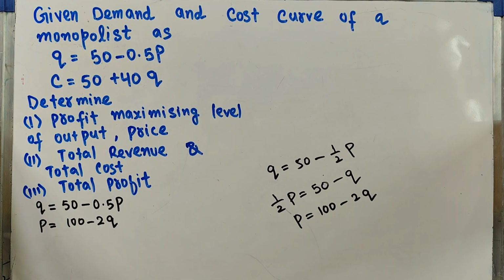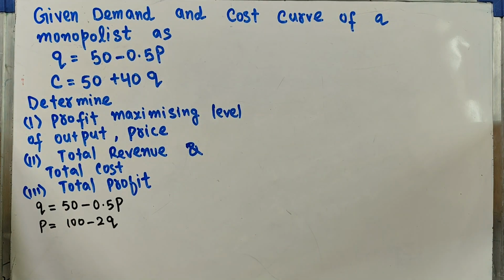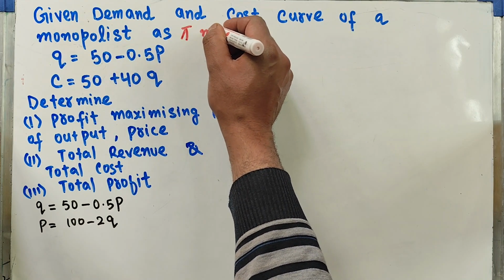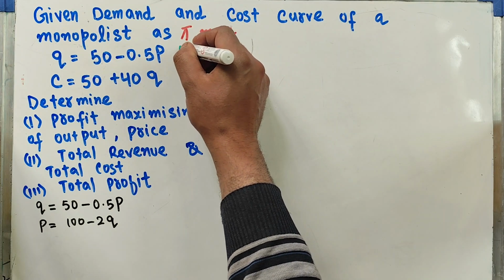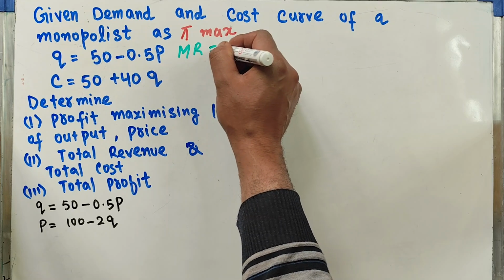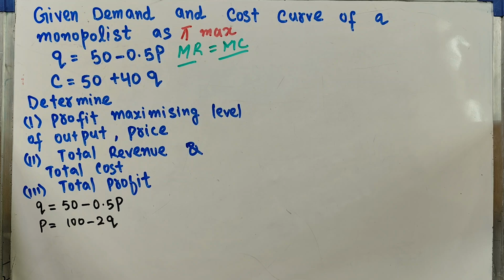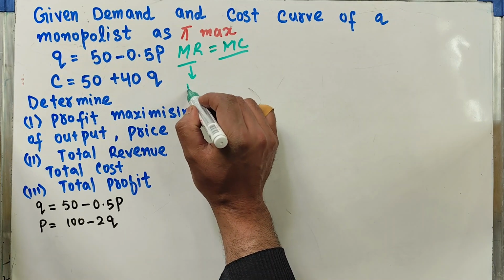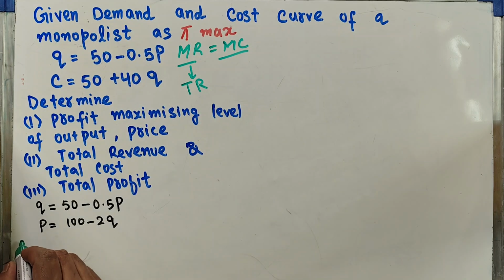Now what is the profit maximizing condition in case of monopoly? Profit maximization in case of monopoly requires that we equate the marginal revenue of the firm with its marginal cost. So we need to find out the marginal revenue and marginal cost. To find out the marginal revenue, first we should know the total revenue.